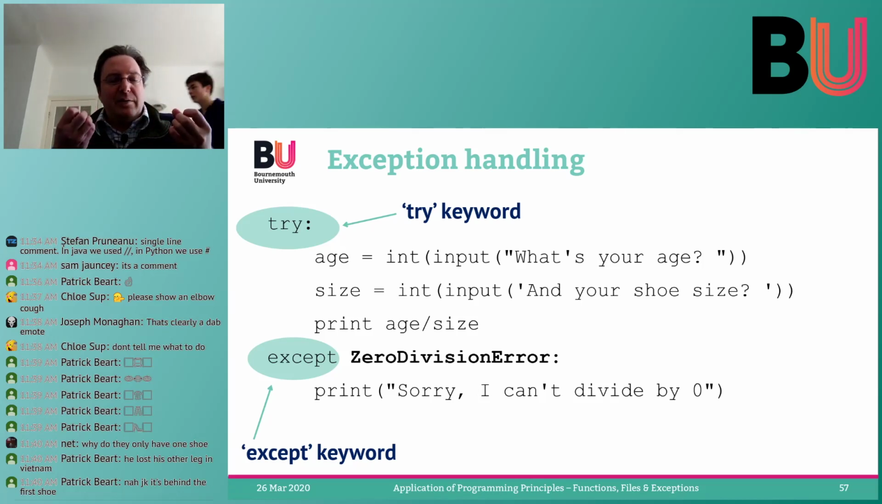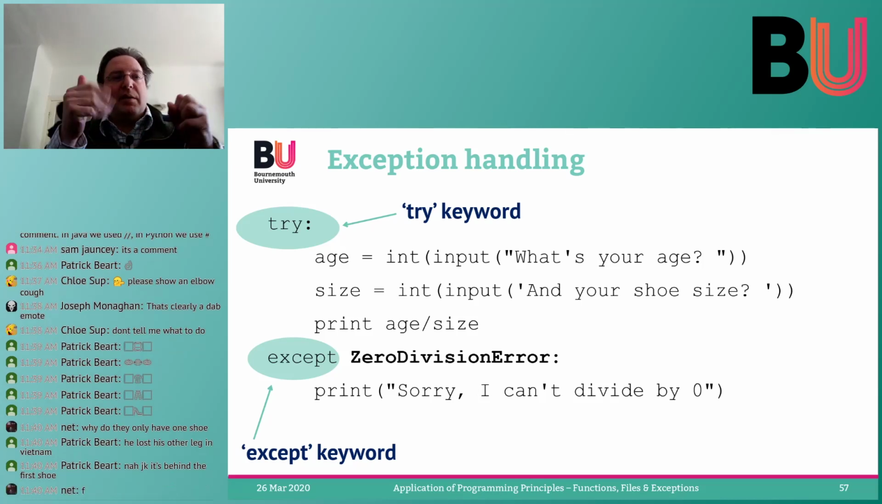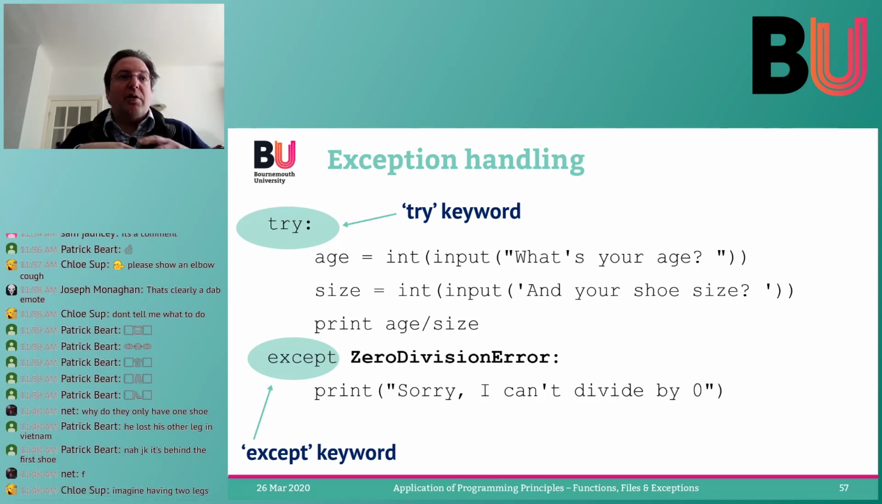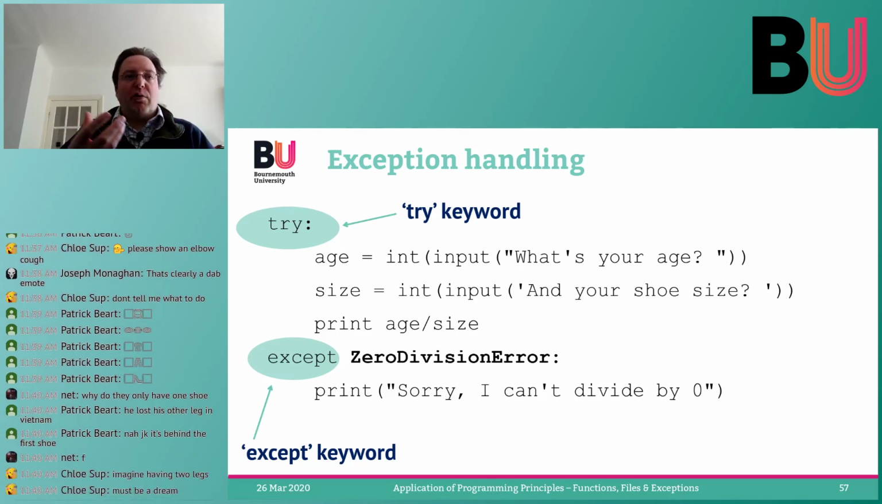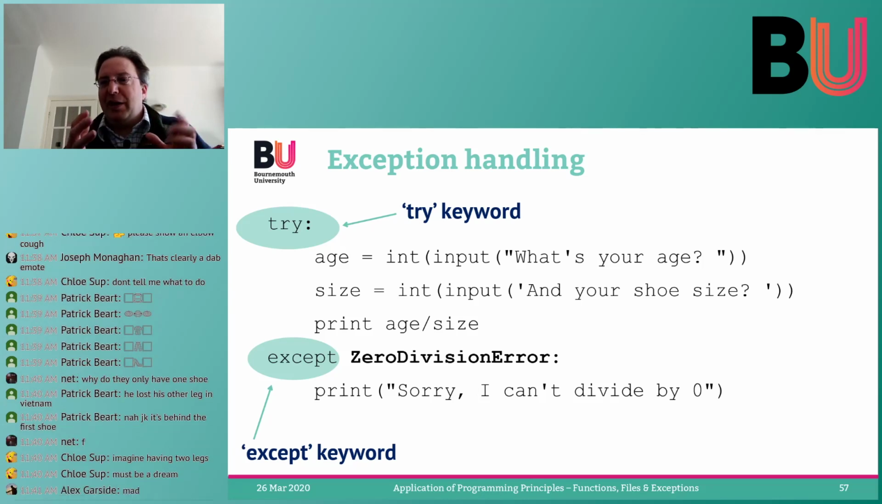So how do you handle these exceptions then? These exceptions are going to be thrown around, and you handle them by wrapping the code that may throw an exception into a try except block. Instead of just trying to ignore it, and then your whole program crashes, we don't want that.